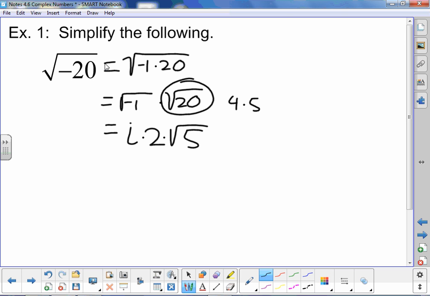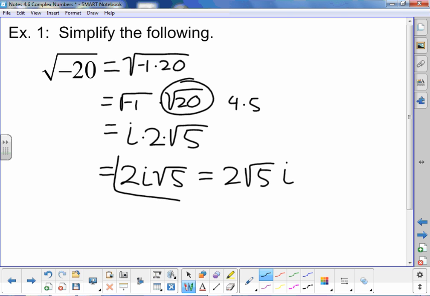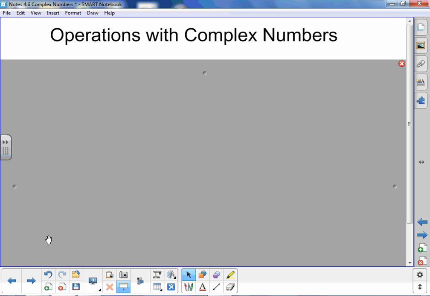Now, since these are multiplication, you can flip them around all you want. In most books, it's written like this: 2 times i square root of 5. Then bring the i there. Some books, I have seen it written like this also: 2 square root of 5 i. But most of the time, it's like this. Okay? So that's basically how you guys simplify square root of -20.